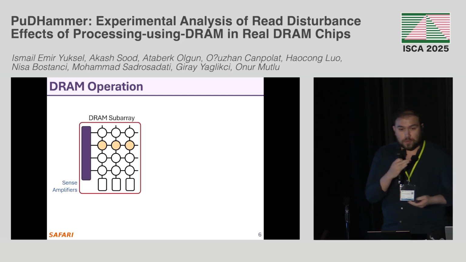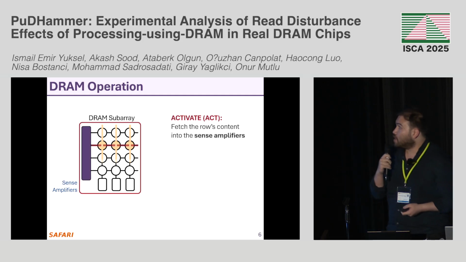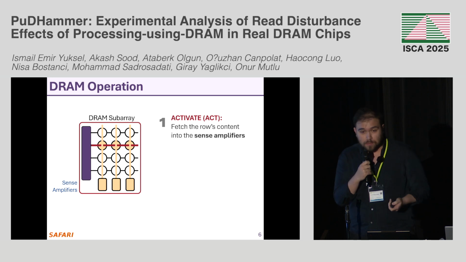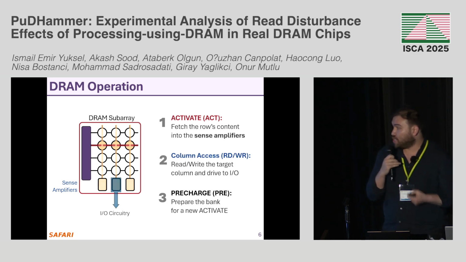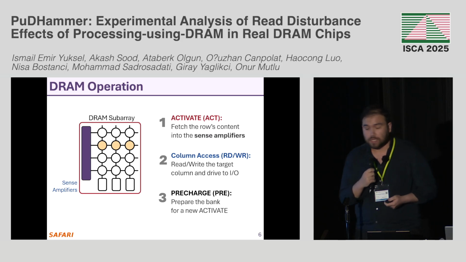And there are 3 major DRAM operations that we focus on. First, the activate command, which fetches row contents into the sense amplifier, and then column accesses such as read and write, and precharge to prepare the bank for a new activate.